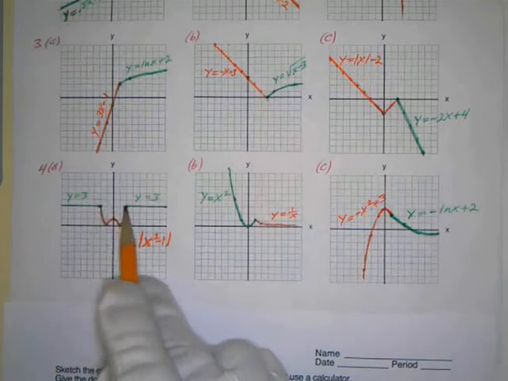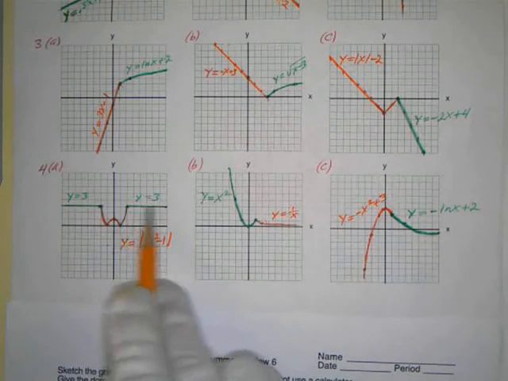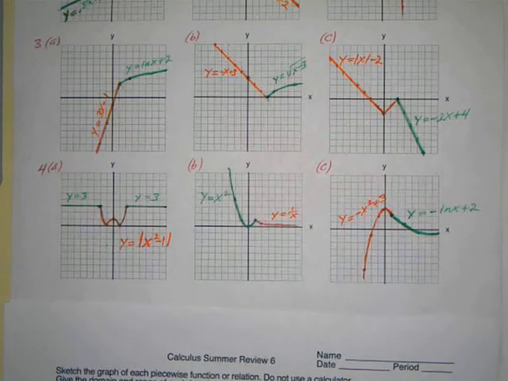Now these points do touch. And again, if I take my pencil, I can draw it all the way through here without lifting my pencil, so it's a continuous function. No holes in it.